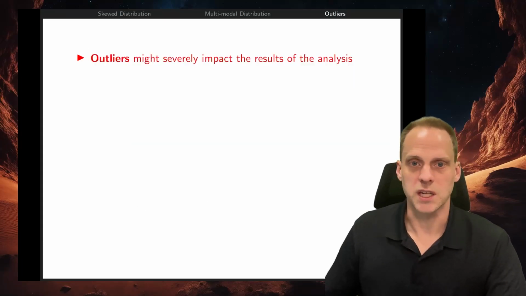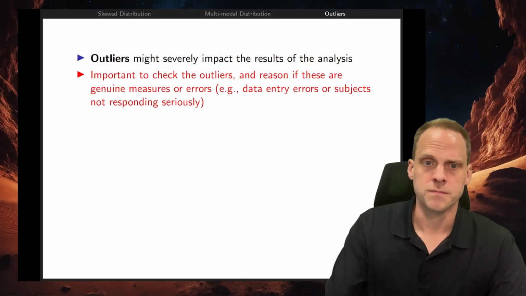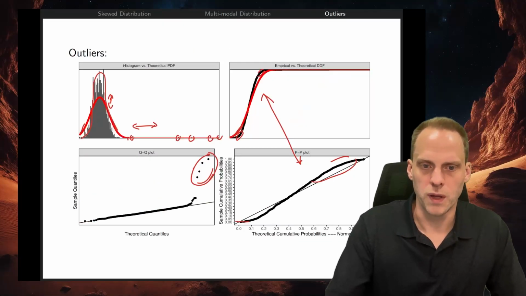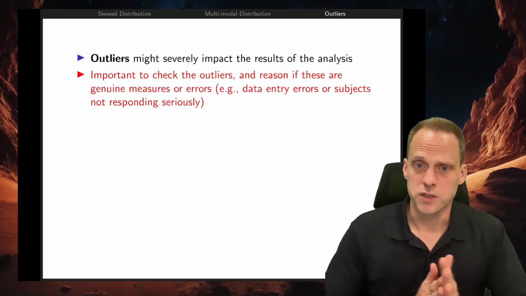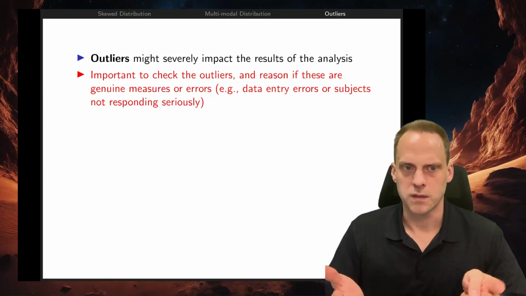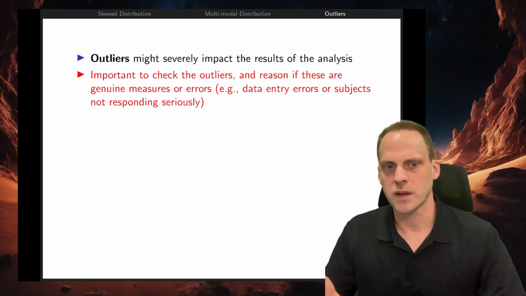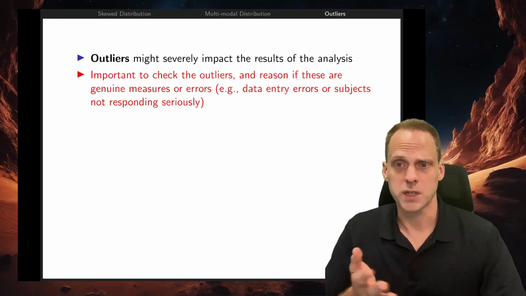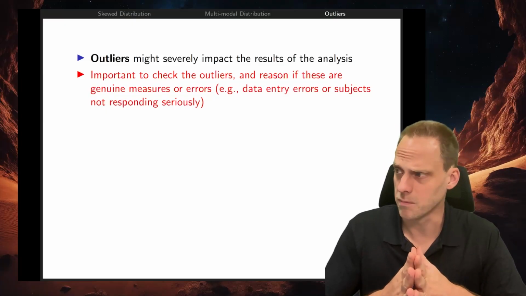Right, so outliers might actually have a very severe impact on the results, and you want to find them. But the important thing is not to just remove them, right? Because you don't want to remove data just like that. Data is valuable. Any data that you have is valuable. You want to check what the reason for them is. What are they? Who are they? Why are they outliers? Maybe they're just data entry errors, or maybe the subject wasn't responding seriously. Then you might want to remove these. But maybe there's a genuine reason why these are outliers, and we should have them in the data, and we should actually explain why they're happening.